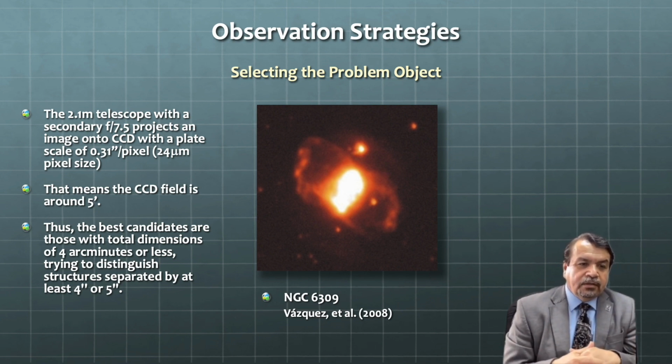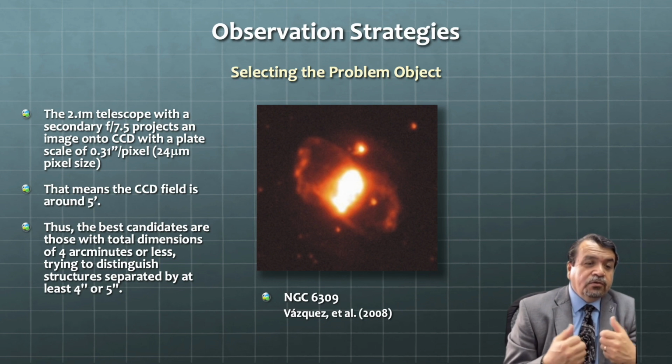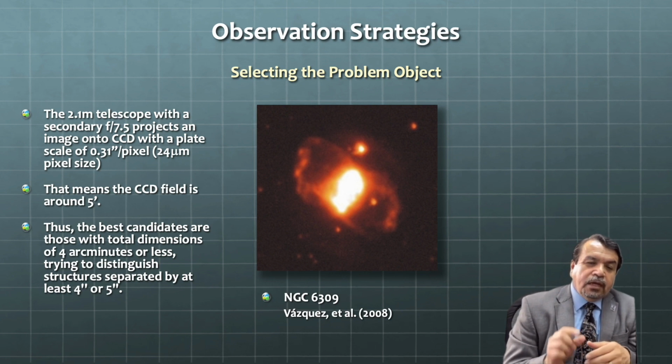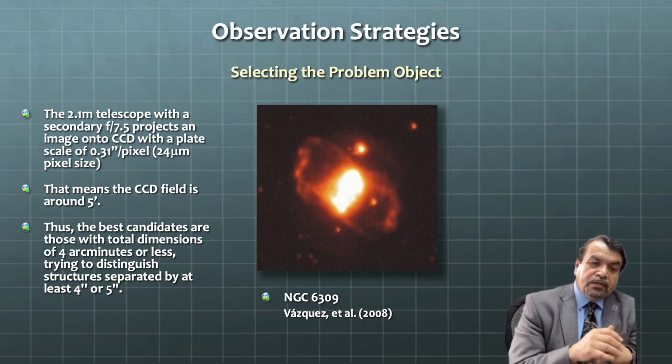Very well. So, that leads us to believe that the most suitable candidates are those whose overall dimensions are approximately 4 arcminutes. If they're smaller, we'd have more space and fewer objects. If they're larger, we'd need more than one slit to cover the object.